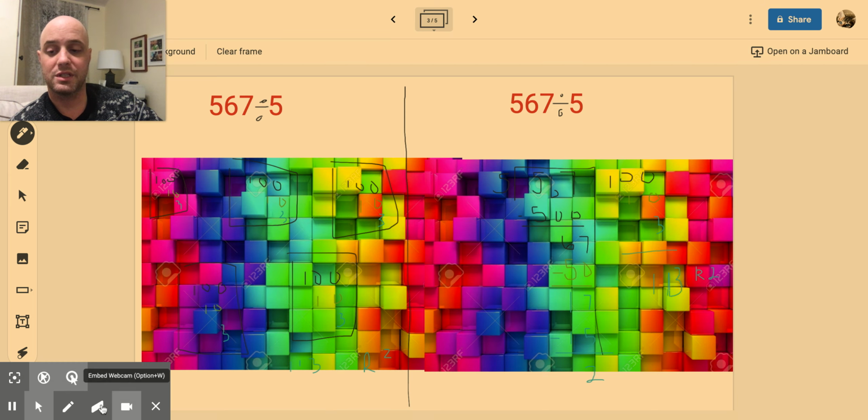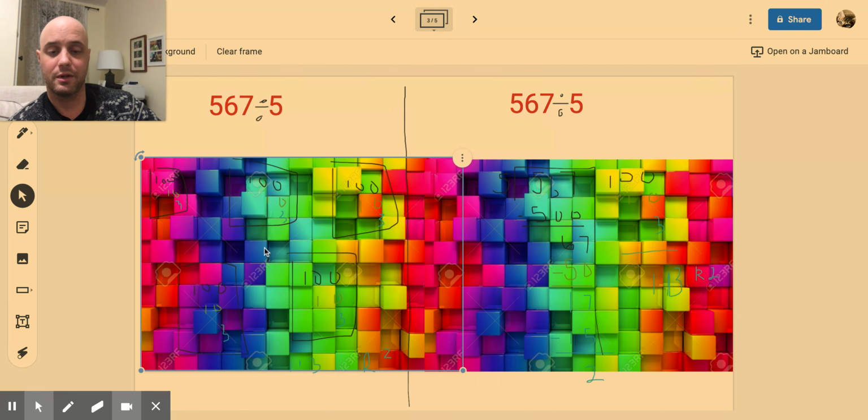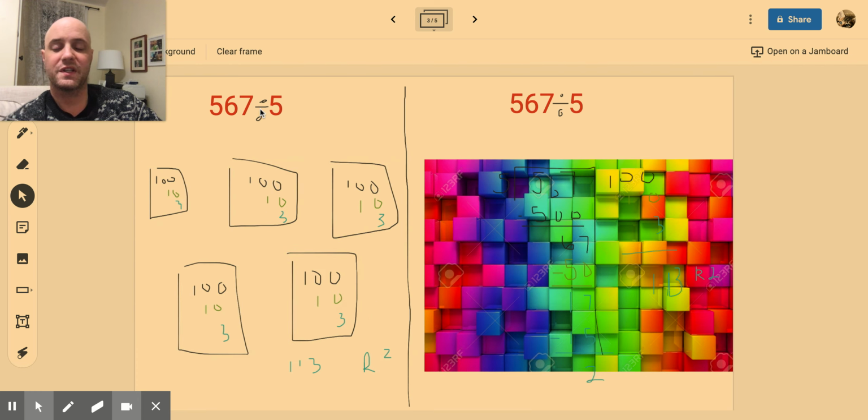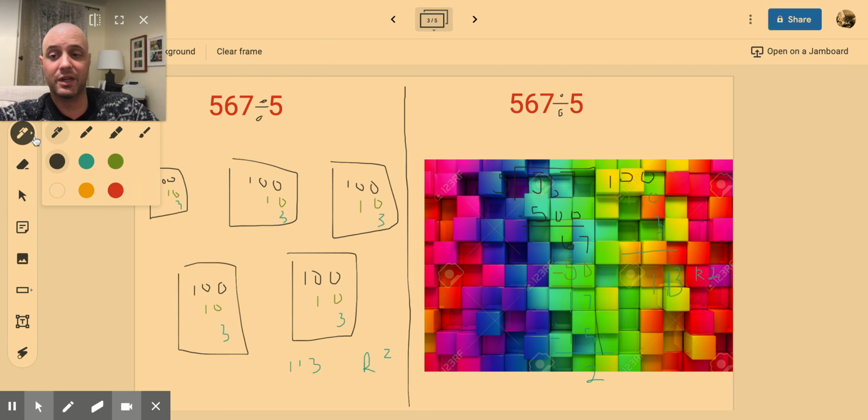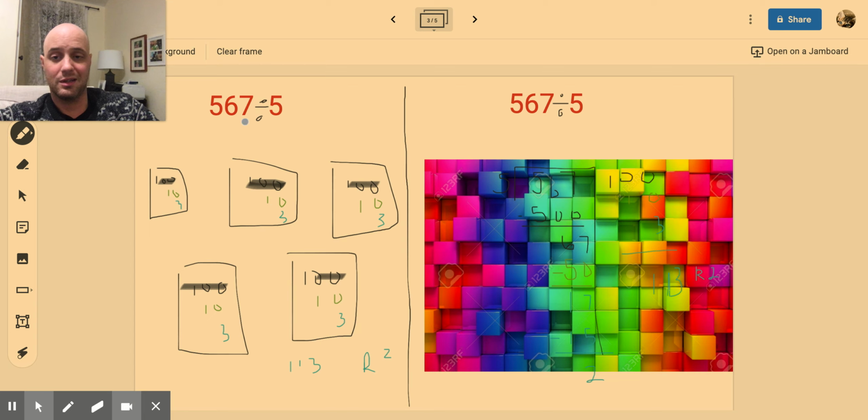Okay, so first let's look at fair share. 567 divided by 5. We have 5 groups. 1, 2, 3, 4, 5. When you're dividing it into the hundreds, you don't want to put 2 in each group, put 4 in each group. That'll take too long. So you want to pick as large of a number as you can figure out will work. So I started with put 100 in each group. 100, 200, 300, 400, 500. I still have 67 more to go.